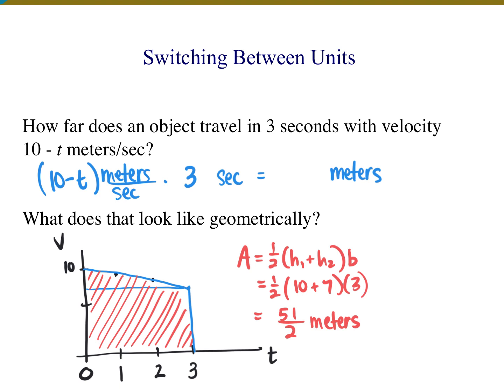So it covered less meters. Why did it cover less meters? Why physically does that make sense? It's slowing down. It started out at 10 meters per second, but each second it went, it was losing a little bit of its velocity, and so it covered less distance. All right, well, that was nice and predictable. It was a nice geometric shape. It was beautiful. It was just a trapezoid.